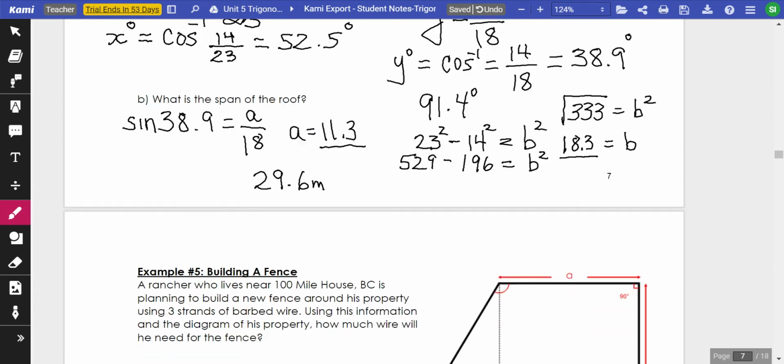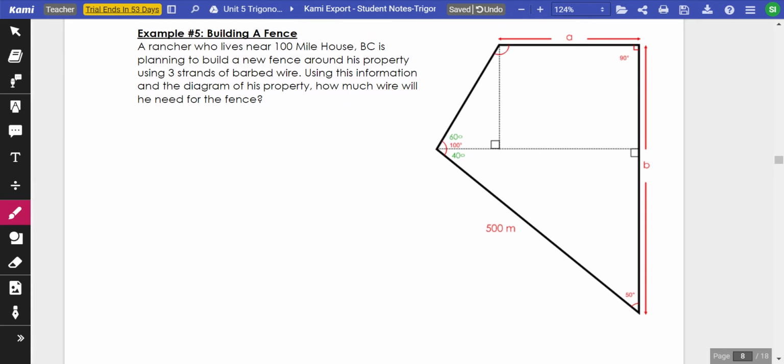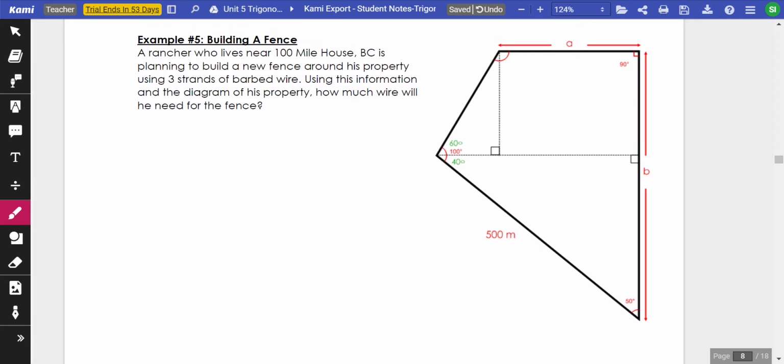Okay, and one last question. Example 5. Now in this question, there's a rancher who lives near 100 Mile House, BC, planning to build a new fence, and using 3 strands of barbed wire. Using this information in the diagram of his property, how much wire will he need for the fence?